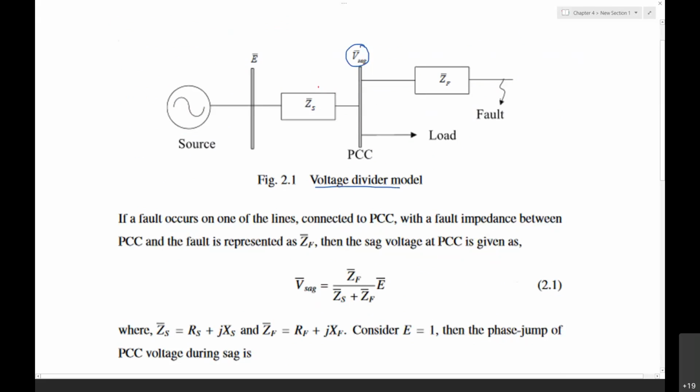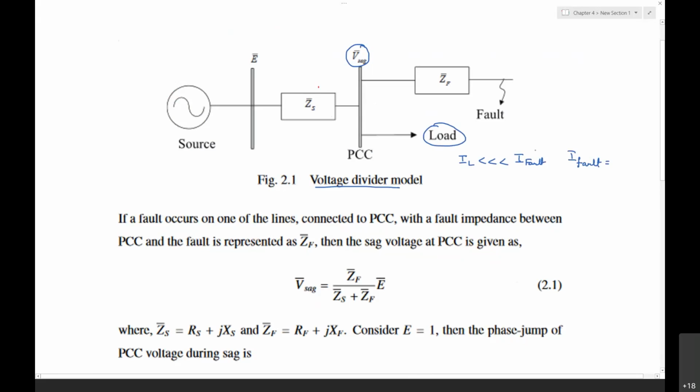When a fault occurs in a system, this load current is very small. This load current is very negligible, very small compared to the fault current. Neglecting the load current, then what will happen to the fault current? The fault current I_F.